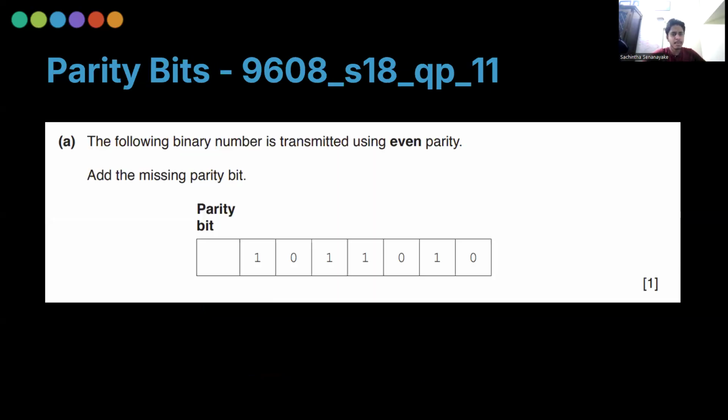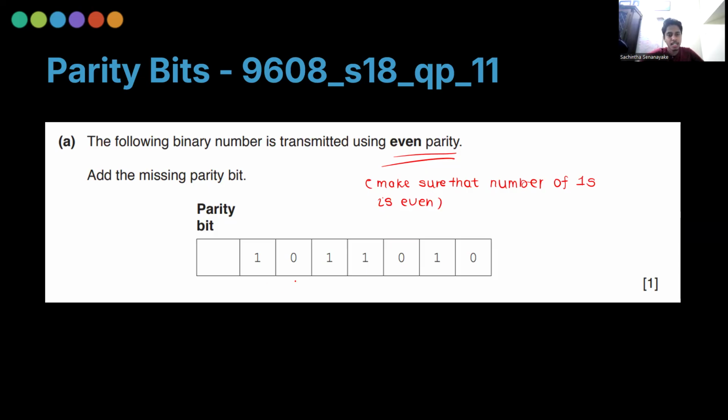Now, let's take a look at a past paper question to understand how parity bits might be tested at the exam. The following binary number is transmitted using even parity, they say. They ask us to add the missing parity bit. So in even parity, what happens? You need to make sure that the number of ones is even. So how do you make sure the number of ones is even?